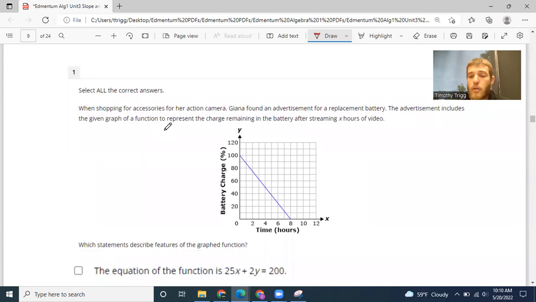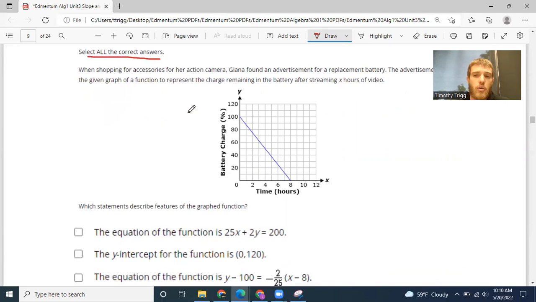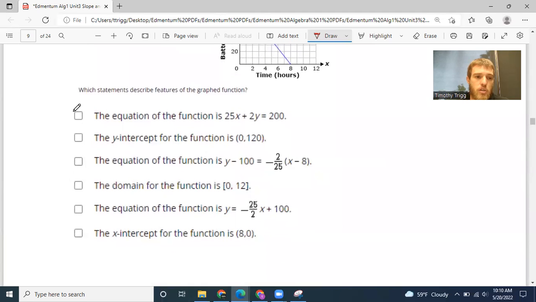Okay, let's go ahead and start this first question here. This one says, select all the correct answers. So a lot of times you'll see answer choices with square boxes. That means mark all the ones that apply. So if you ever see ones with square boxes, just know that there's probably more than one correct answer.